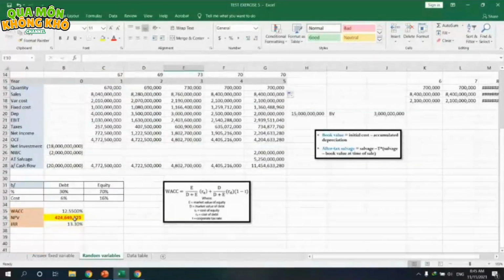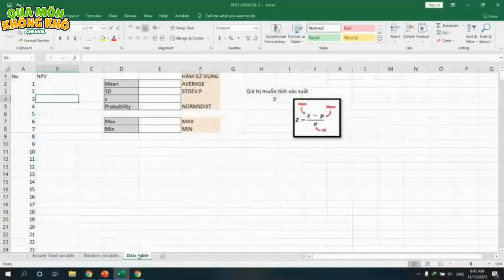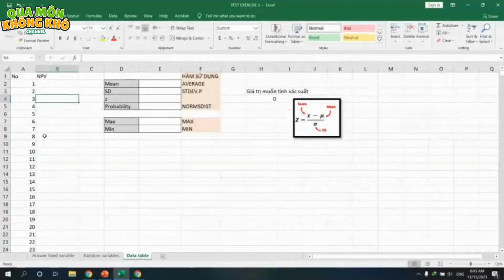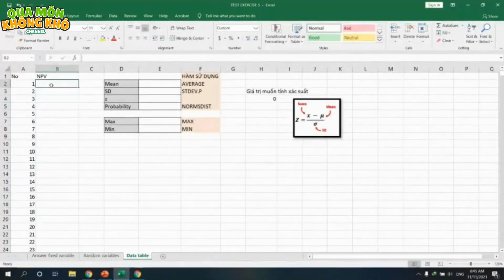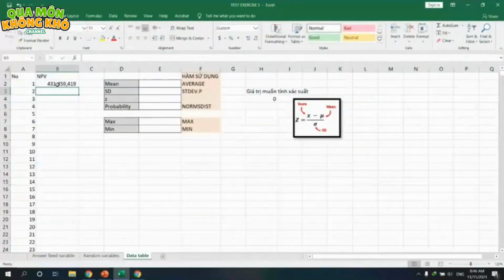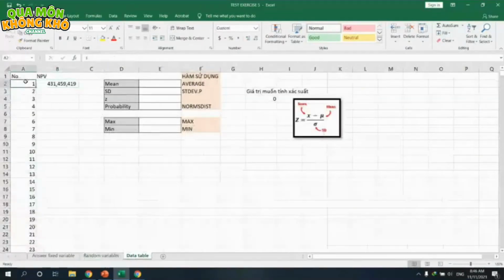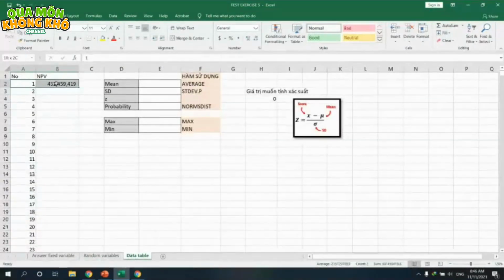And as a result, the NPV will change because the variable is randomly distributed. So too, we will use the data table to simulate the value of NPV. I also take 1,000 values of NPV. And first, you need to input the value that you have calculated in here. Yeah, it will be the same as what you have in here. Next, we use the data table.